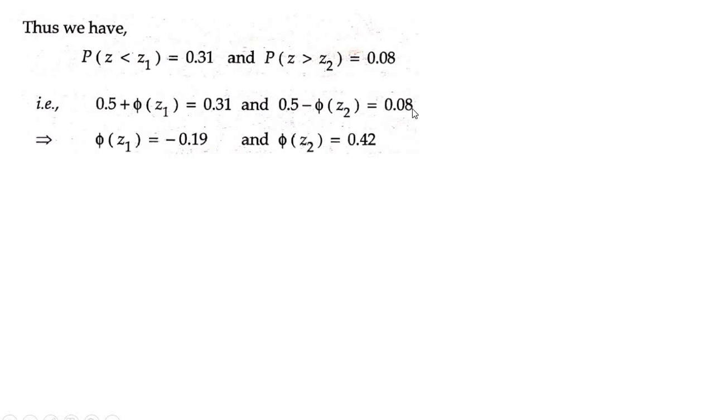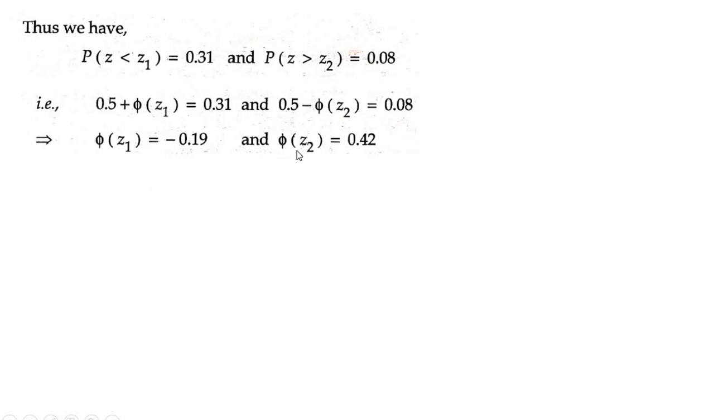So this is equal to 0.08. Take minus phi of z2 to the other side and bring the plus 0.08 to the left hand side. You get 0.5 minus 0.08. So 0.5 minus 0.08 is 0.42. So that is phi of z2.